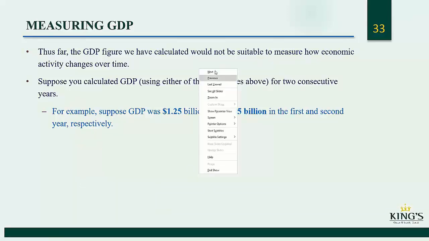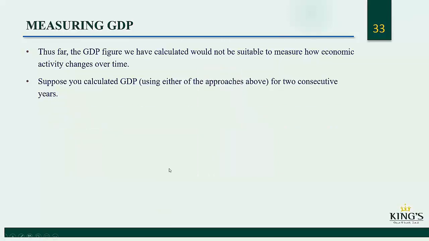We've looked, at this point, at the GDP figure we've calculated. Well, let me ask you. So suppose you're told that in year one, a particular economy has a GDP of 1.25 billion.